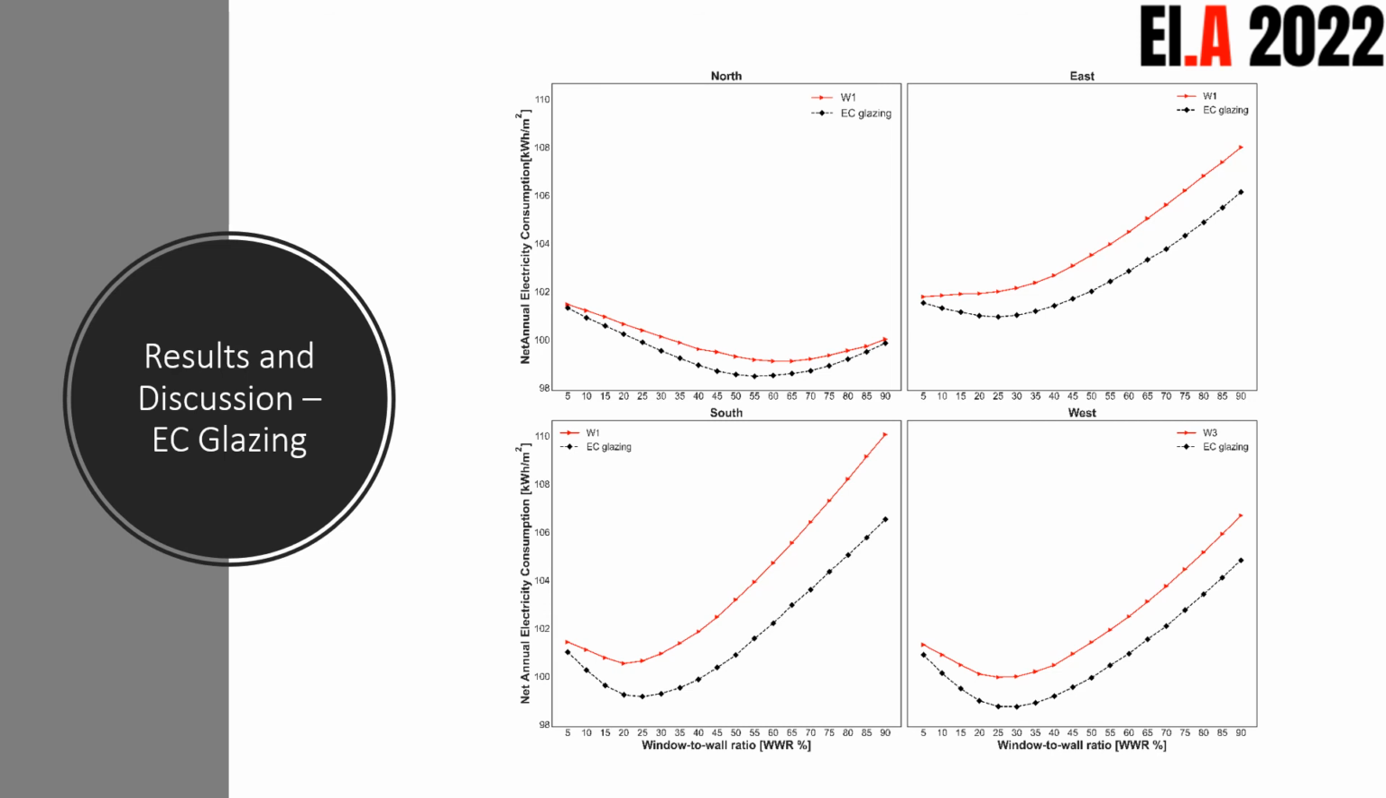The comparison between the energy performance of a standard glazing and electrochromic glazing is shown in this graph. The red represents the standard glazing and black represents the electrochromic glazing. In all the 4 primary orientations, the electrochromic glazing performed better than the standard glazing. The electrochromic glazing can save up to 5% net annual electricity consumption compared to the standard glazing.